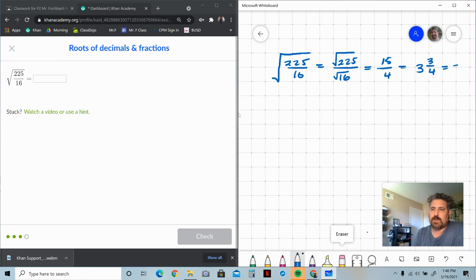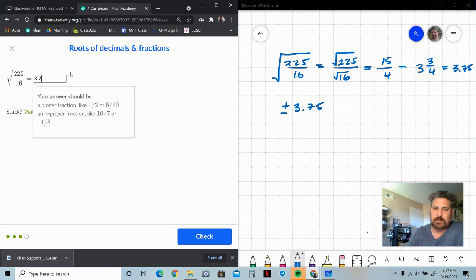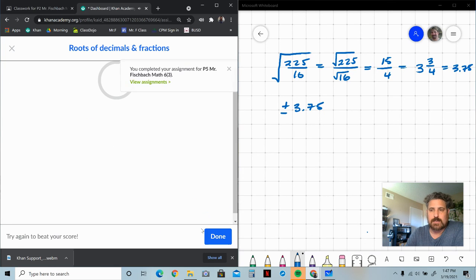So you could think of it in any of those terms. But it's not just positive. It would technically be positive and negative, but because they don't care, I'm just going to put a positive value in. Technically, there would be a positive and negative value. In a perfect world, the answer would be positive or negative 3.75. I'm just going to put 3.75. And that's how you do it.